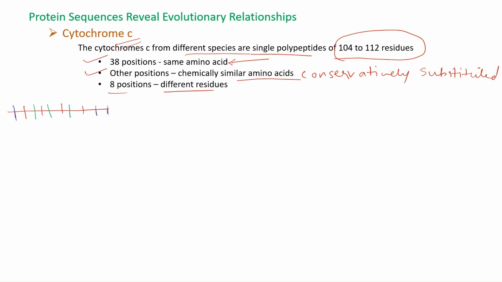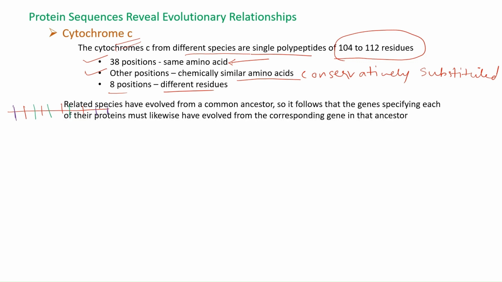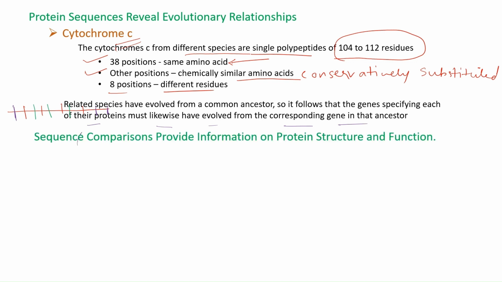So the protein sequence is very important, and with the help of these protein sequences we can find the evolutionary relationship. Now related species have evolved from a common ancestor, so it follows that the gene specifying each of their proteins must likewise have evolved from the corresponding gene in that ancestor. Which means if the proteins are related, the mutations or changes in their amino acids will be less. If the proteins are non-related, then the changes or mutations in their amino acids will be more. They will be more diverse from each other. So by seeing whether they are diverse or related, from the amino acid sequence, we can trace their evolutionary relationship.